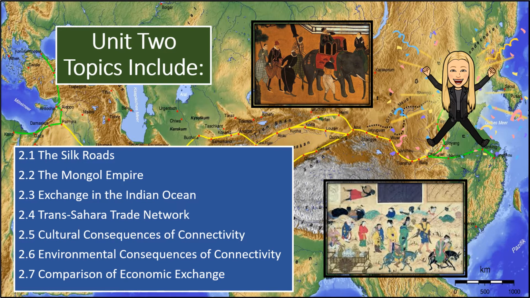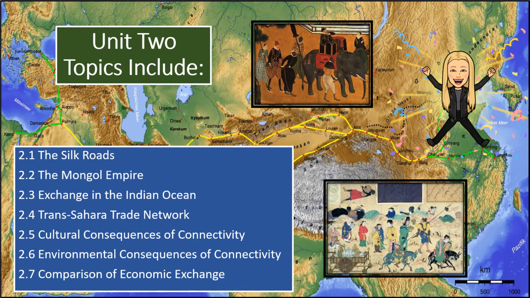Several topics are included in Unit 2. 2.1 is the Silk Road, where we look at the causes and effects of growth of networks of exchange after 1200. 2.2 is the Mongol Empire in the modern world, where we look at the process of state building and decline in Eurasia over time. We'll also look at the expansion of empires and how they influenced trade and communication over time. And we'll look at the significance of the Mongol Empire and larger patterns of continuity and change.